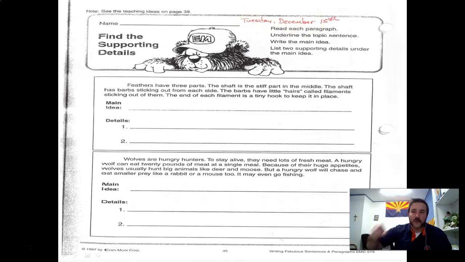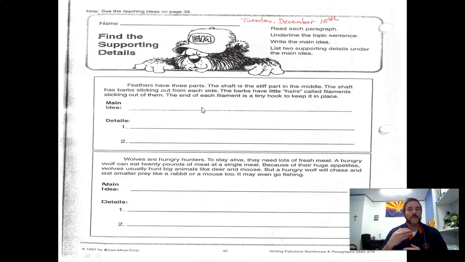Direction number 1, read each paragraph. Direction number 2, underline the topic sentence. Don't forget to do that. Number 3, this makes it really easy because you write the main idea. Psst, that's what the topic sentence is telling you. The topic sentence is the main idea. I know that's the redundant part, but underline the topic sentence and then write the main idea here.